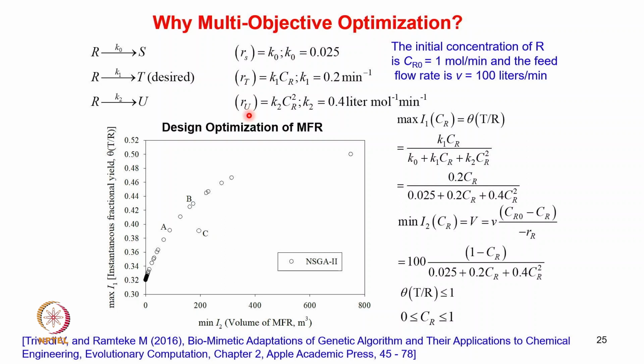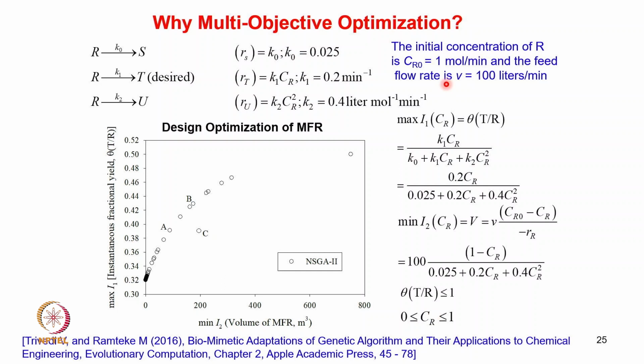K0 is given as 0.025. The rate of production of T is given as K1 CR, where the rate constant K1 is given as 0.2 minutes inverse, and the last one is the undesired side product, whose rate is given as K2 CR square, and K2 is given as 0.4 liter per mole per minute, isn't it? In this particular case, my initial concentration of R, CR0, is equal to 1 mole per liter, and the flow rate v is equal to 100 liters per minute.